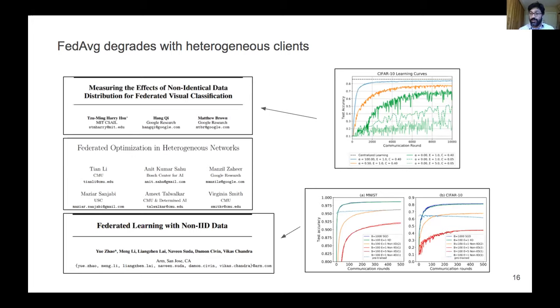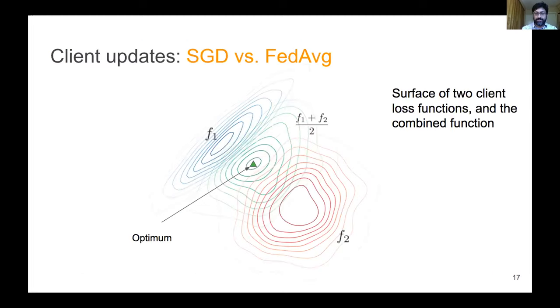It seems reasonably intuitive that you will have non-convergence because each client is actually sampling from a different distribution. So when you start doing a local optimization on each client, you are actually converging to the local optimum rather than the global optimum. Okay, so it kind of makes sense that Fed averaging does not converge. So let's try to visualize this.